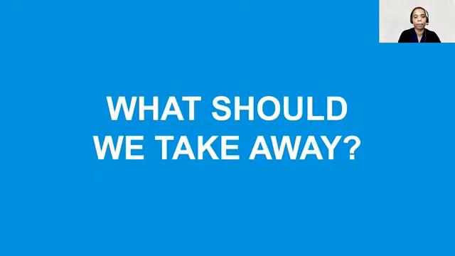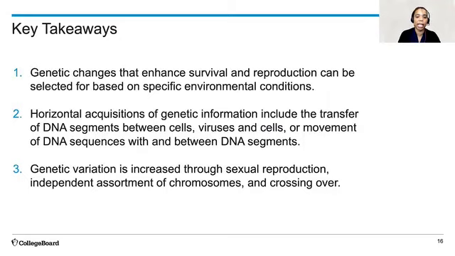What should we take away? Genetic changes that enhance survival and reproduction can be selected for based on specific environmental conditions. Horizontal acquisitions of genetic information include the transfer of DNA segments between cells, viruses, and cells, or movement of DNA sequences with and between DNA segments. And genetic variation is increased through sexual reproduction, independent assortment of chromosomes, and crossing over.